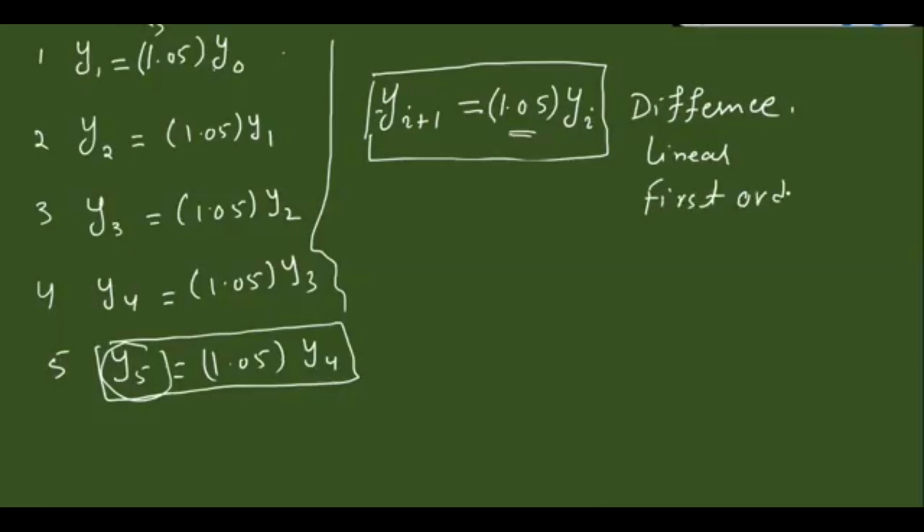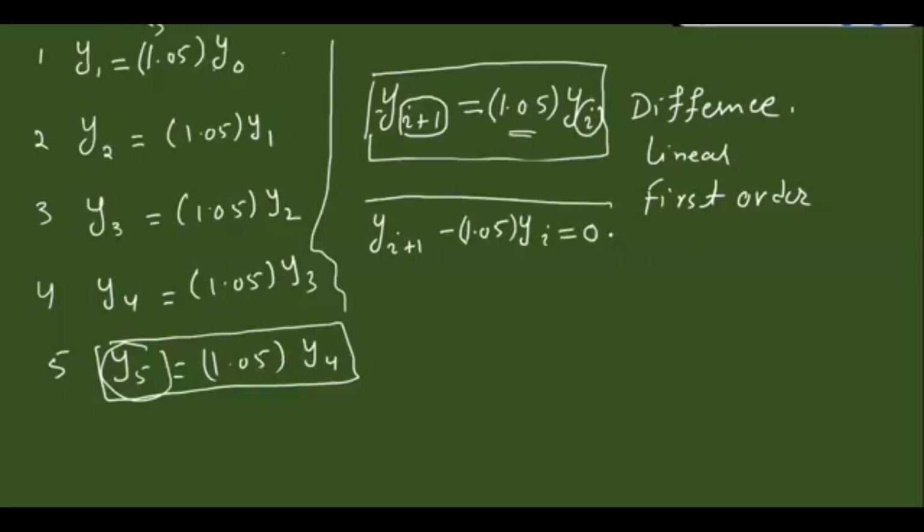Why is it first order? Because we can see that the new value, the next year's amount, depends purely on the previous year's input. It depends only on the previous one, so it is first order. I can also write this equation as yi plus 1 minus 1.05 times yi, and whenever I do that, I get it equal to 0.